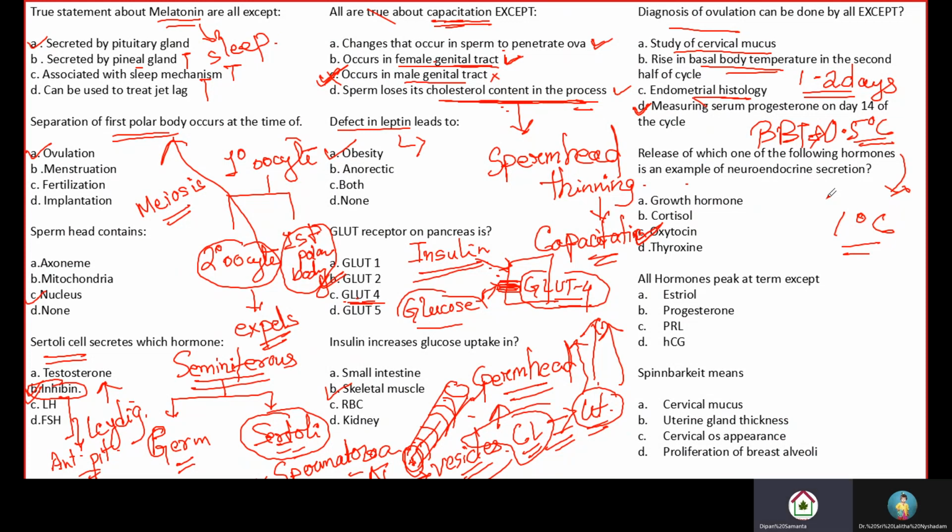Okay, so oxytocin and vasopressin are typical neural hormones. Why neural hormones? Because they are secreted into the circulation by nerve cells. What are the two hormones? Oxytocin and vasopressin.